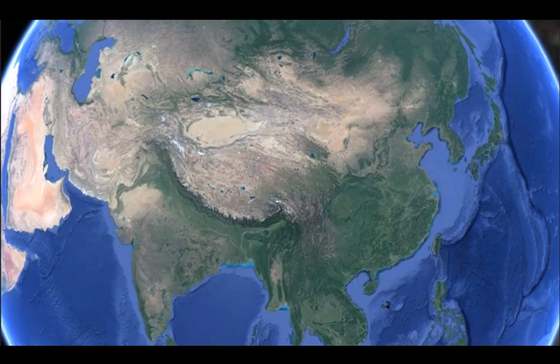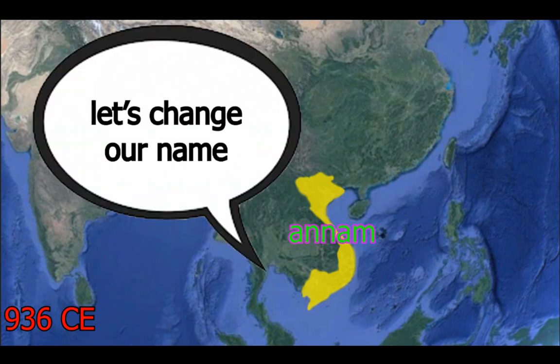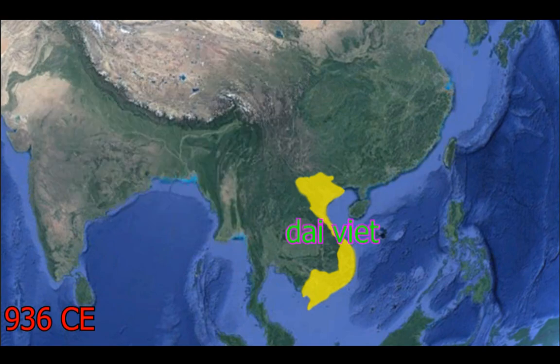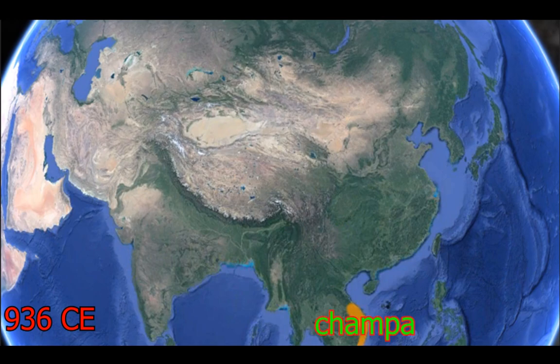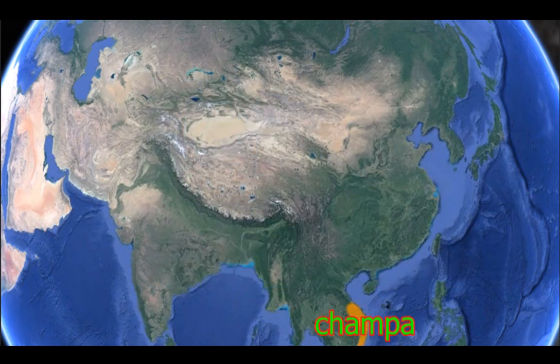So what's happening down there? No, down there. Looks like it's Vietnam, but it's not Vietnam yet, it's Annam, and they like Chinese culture. Hey, let's change our name, says the Vietnamese ruler, then calling it Dai Viet. Hey, what's down there? It's Champa, and they have rice. Champa rice, and it grows really fast.